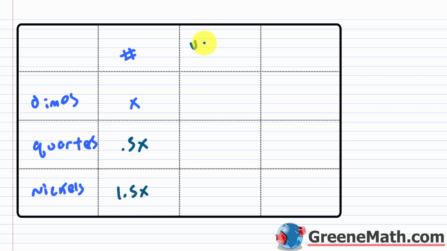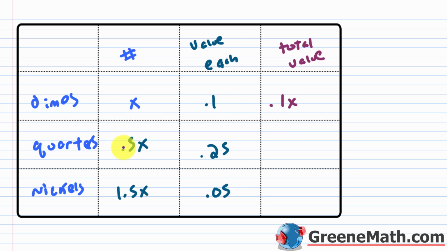Okay, so for the value each, again, we're thinking about coins here. A dime is 10 cents, so that's 0.1 in terms of the value. A quarter is 0.25. And then a nickel is 0.05. So then the next thing you want again is the total value. This would be 0.1X. Again, I'm just multiplying across. 0.5 times 0.25 is going to be 0.125, and then times X. And then 1.5 times 0.05 is going to be 0.075, and then times X.